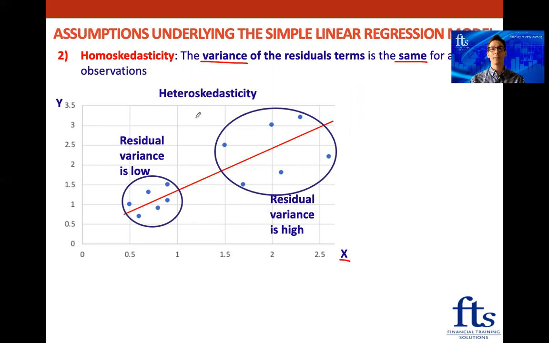So if they're not the same, we have a problem. And that problem is another funny word, called heteroscedasticity. So if we've got heteroscedasticity like over here, we have a problem. And then the assumption is being violated, and we cannot use the simple linear regression model if our data is like this, right?